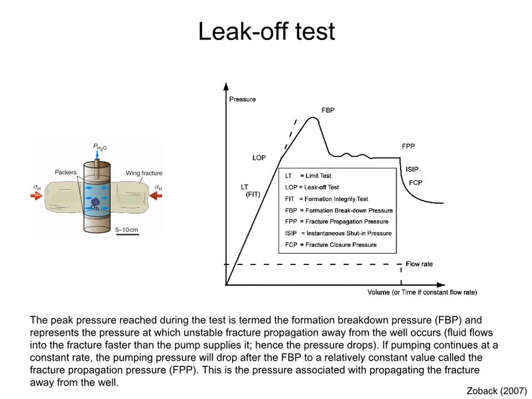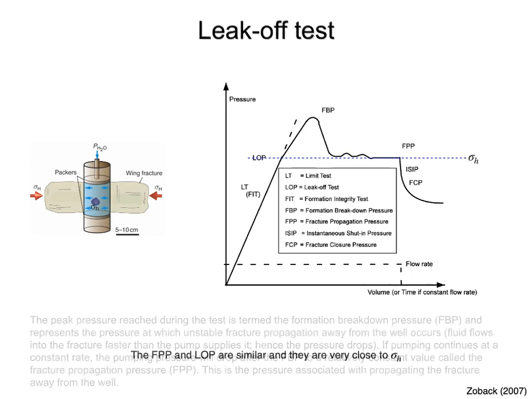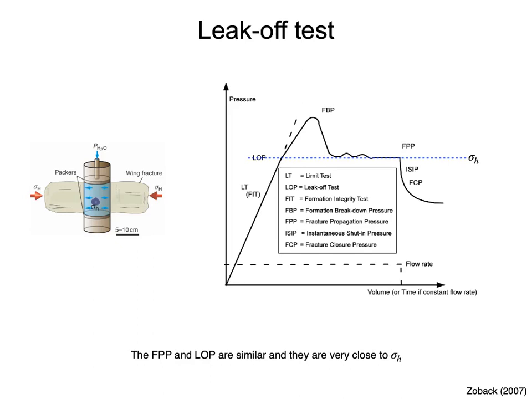The peak pressure reached during the test is termed the formation breakdown pressure, FBP, and it represents the pressure at which unstable fracture propagation away from the well occurs. That is, the fluid flows into the fracture faster than the pump supplies it, hence the pressure drops. If pumping continues at a constant rate, the pumping pressure will drop after the FBP to a relatively constant value called the fracture propagation pressure, FPP. This is the pressure associated with propagating the fracture away from the well. The FPP and LOP are supposed to be equal and they are very close to sigma h.